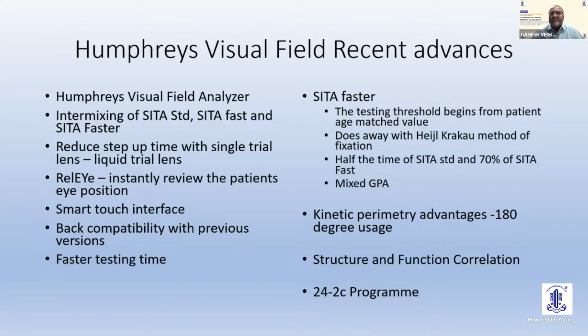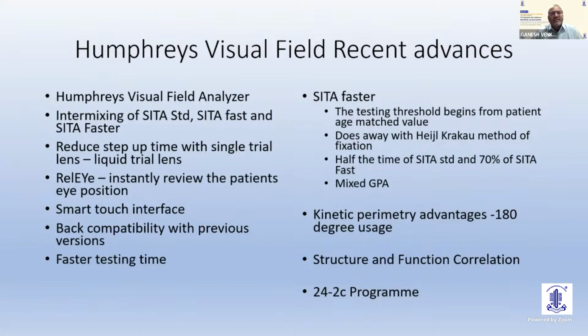It is half the test time of SITA Standard and 70% of SITA Fast. And you can have a mixed GPA. So in one test you can do SITA Standard, next you can do SITA Fast, and then you can do SITA Faster. You will still get the GPA. The kinetic perimetry advantage has also been enhanced, because instead of 90 degrees, you now have close to 180 degrees of usage. You have very good structure-function correlation maps, and you also have the 24-2C program. So these are the advantages of the device, and similarly, all other devices are upgrading their systems.